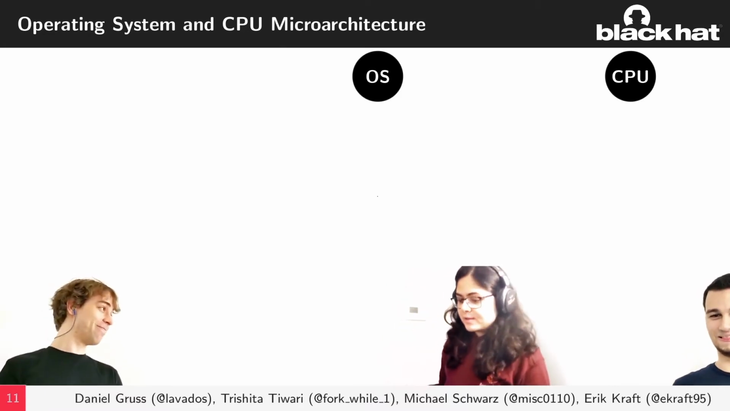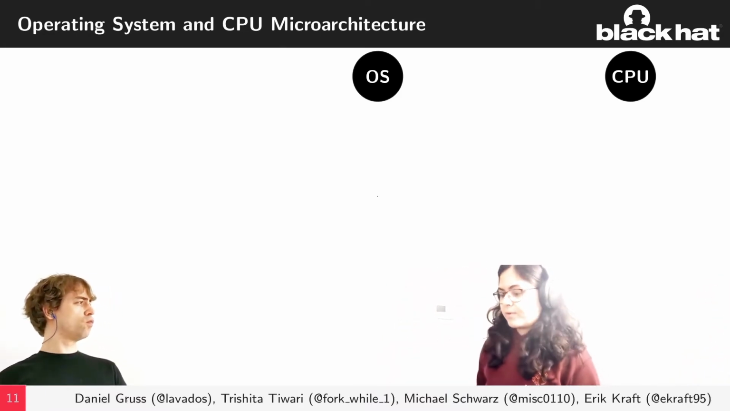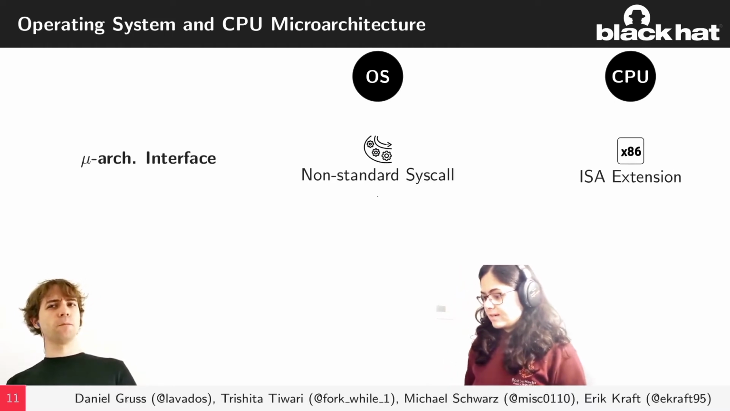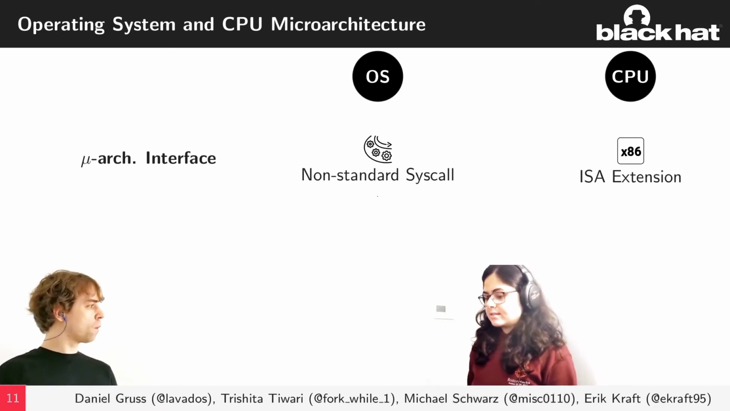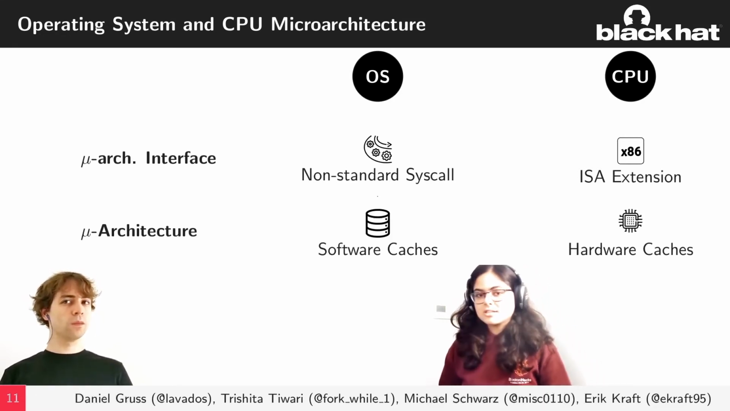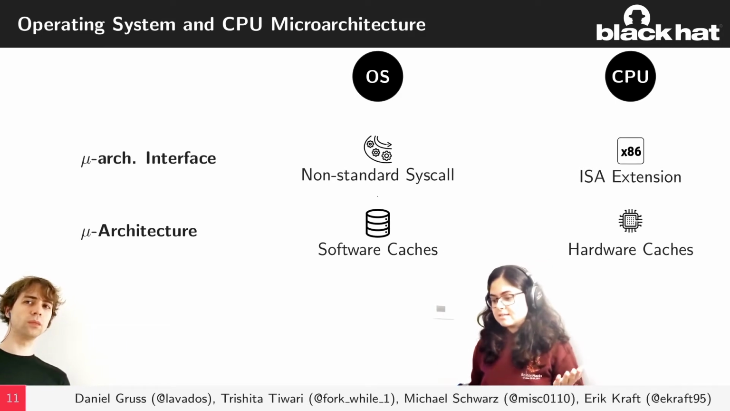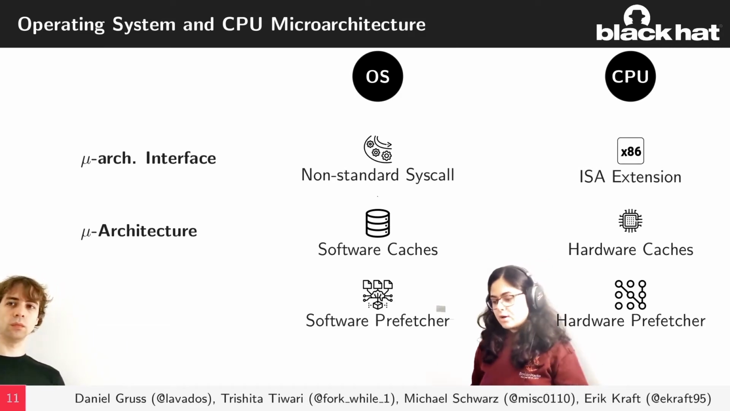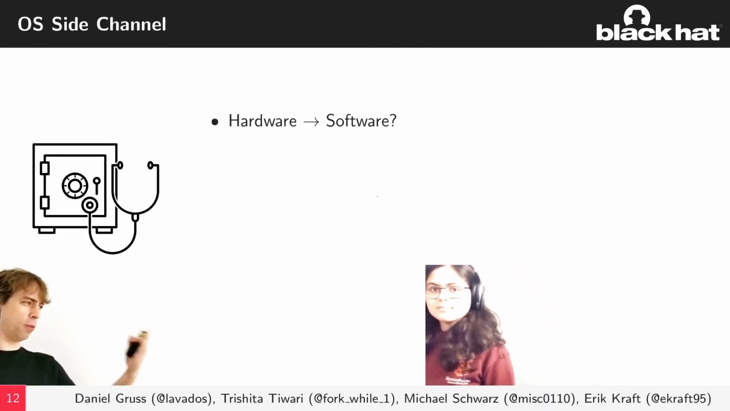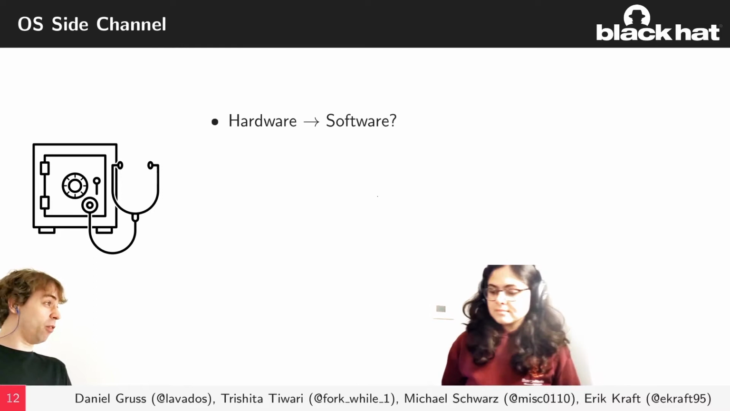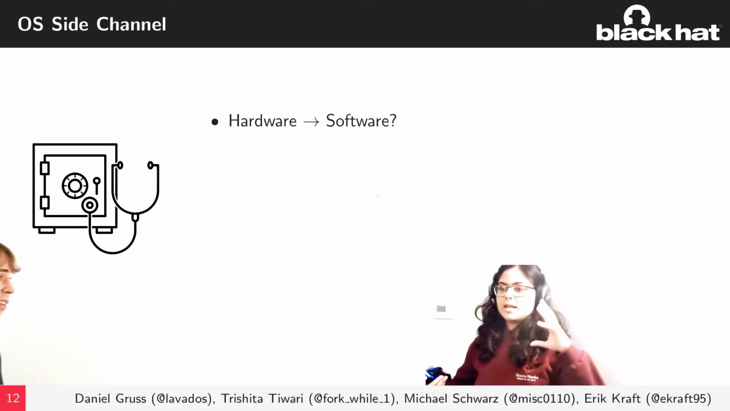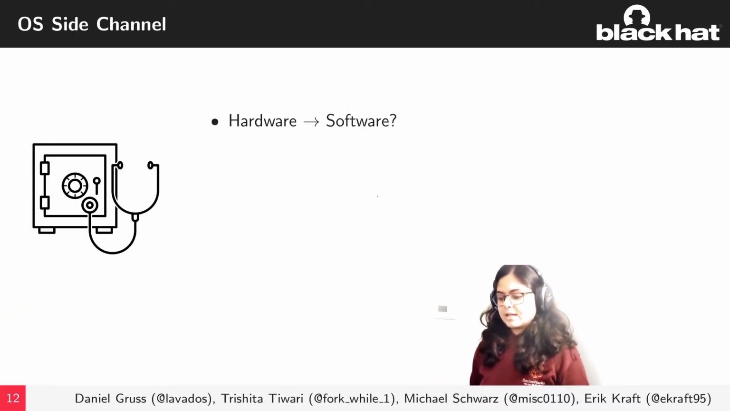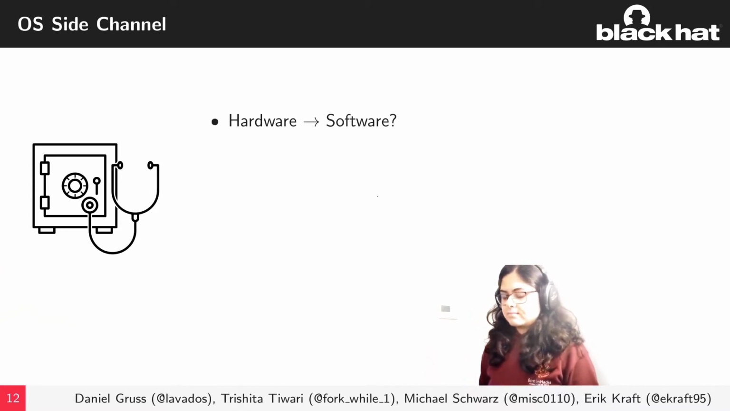Well, but there are parallels between the hardware and the software. For example, there's the ISA extensions, and the parallel in the operating system is non-standard system calls. Similarly, hardware caches have software caches as their parallel, and the hardware prefetcher has the software prefetcher. So that would mean hardware and software is basically the same with respect to side channel attacks? Maybe. So maybe what we could do is apply some of the principles from hardware side channels to software attacks.